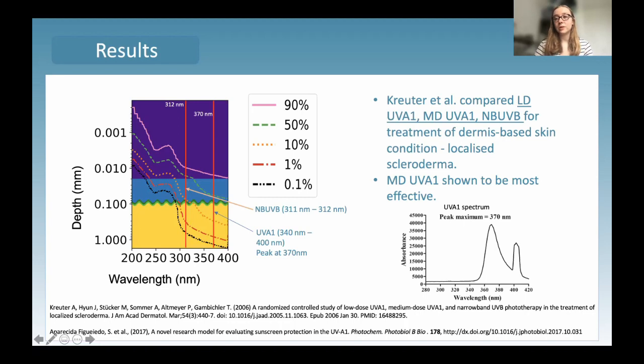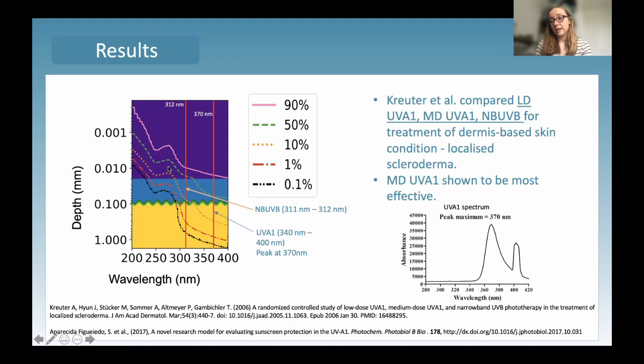So as an example of how these results could assist clinicians studying the best treatment options, we can look at a clinical trial completed by Courtier et al. In 2006, comparing low-dose UVA1, medium-dose UVA1, and narrowband UVB for the treatment of localized scleroderma. They found that although all treatments improved the skin condition, medium-dose UVA1 was shown to be most effective. And looking at this results plot may, at least in part, help to explain these results.